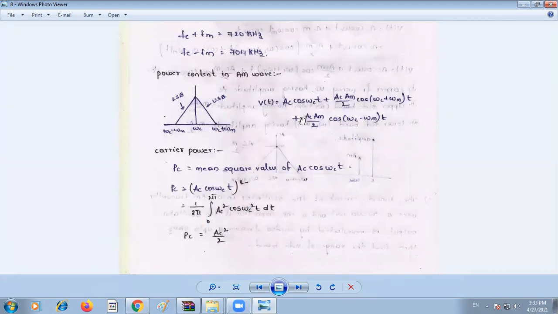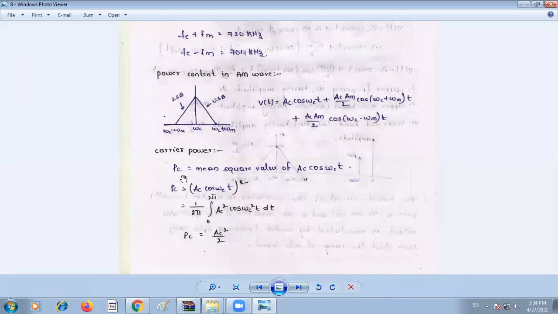How can you calculate the FC value? By using L and C values, FC is 1 by 2 pi root LC. So that's how we got this. Now this value is substituted in the single-tone amplitude modulated equation, that is, V of t equals AC cos omega C t plus AC m by 2 cos (omega C plus omega m) t plus AC m by 2 cos (omega C minus omega m) t.